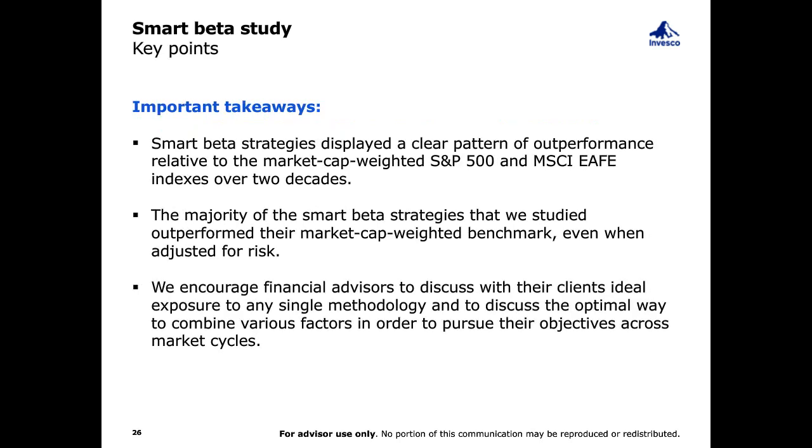The results of our study show that smart beta strategies displayed a clear pattern of outperformance relative to market cap weighted S&P 500 and MSCI indices over 2 decades, a period that includes 5 different market cycles and other forms of market uncertainty. While conventional wisdom dictates higher returns generally come with added risk, the majority of smart beta strategies we studied outperformed their market cap weighted benchmark even when adjusting for risk.